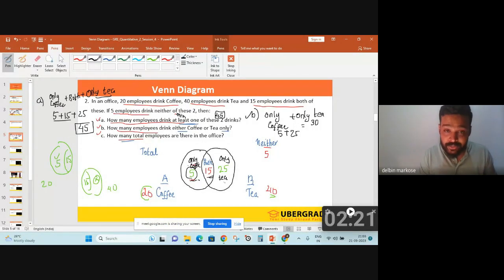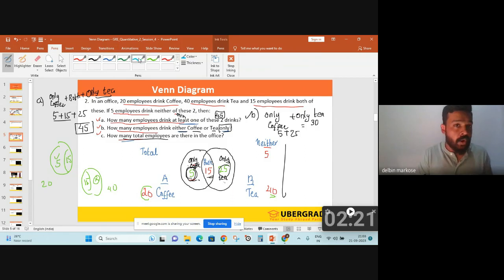Now, what about the second one? How many employees drink either coffee or tea, but they said only, right? That person must drink only coffee or only tea. Only coffee is 5 plus only tea, that will be 25. Okay, good.